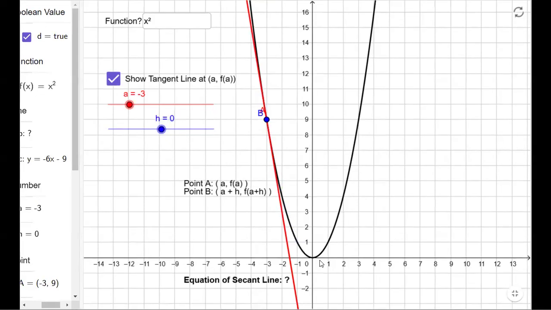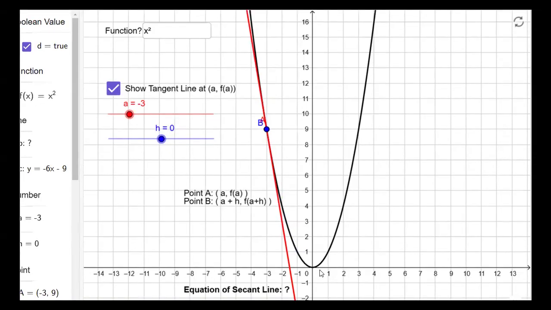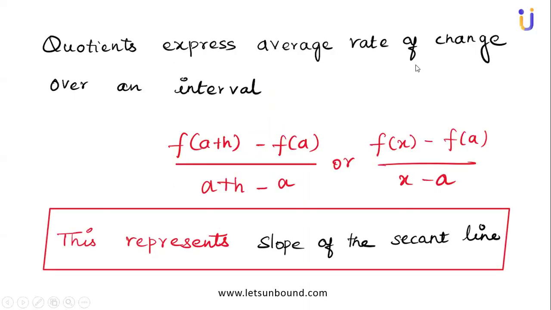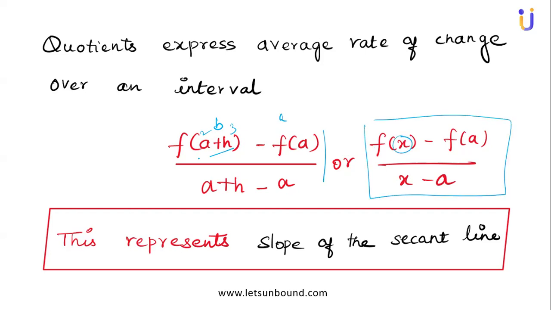And moving to the board. This quotient expresses average rate of change over an interval. This we have seen, right? Actually, I have used a and b, so instead of b, you just write a plus h. What if your h is 3 and a is 2, right? So f of a plus h minus f of a, by a plus h minus a. This is for a point. Generally, for a function, you can replace that second value with x. This represents the slope of a secant line.